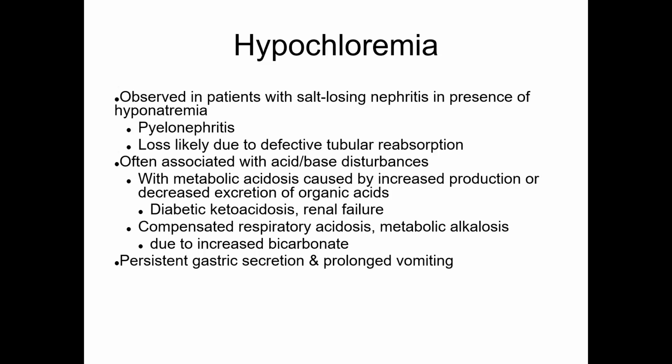With metabolic acidosis, it's caused by increased production or decreased excretion of organic acids. Diabetic ketoacidosis or renal failure. Compensated respiratory acidosis, metabolic alkalosis due to increased bicarbonate. So we will be talking about compensated versus uncompensated respiratory and metabolic alkalosis and acidosis once we get to acid-base balance of the body. Persistent gastric secretion and prolonged vomiting.